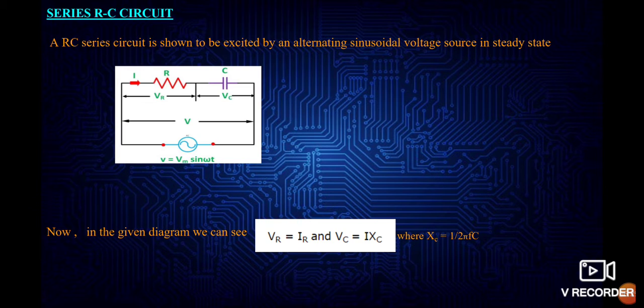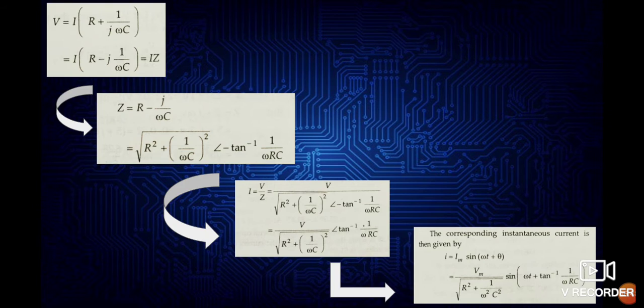Next is the series RC circuit. A series RC circuit is shown by the figure, where R and C are connected in series with the supply voltage. Now in the given diagram, we can see VR equals I into R and VC equals I into XC, where XC equals 1 by 2 pi fC.